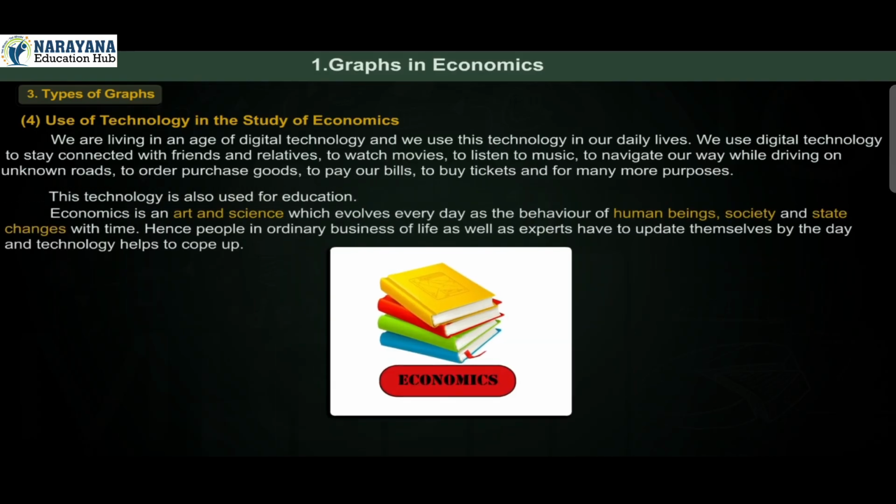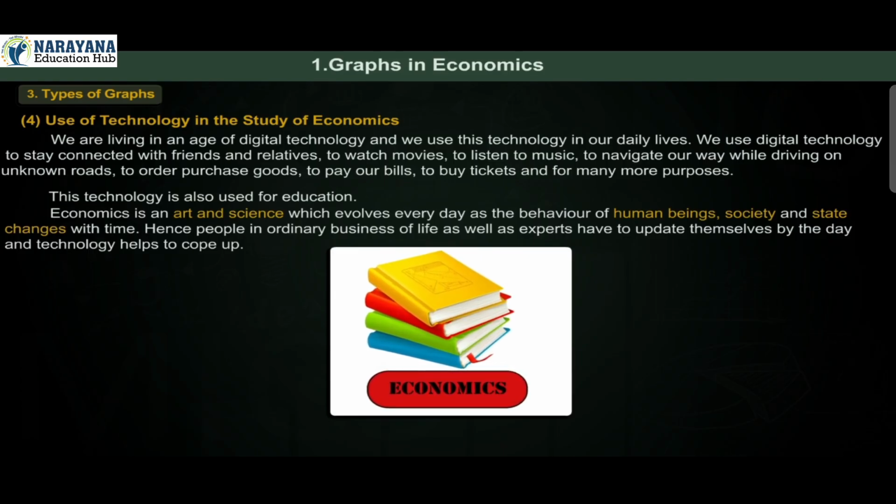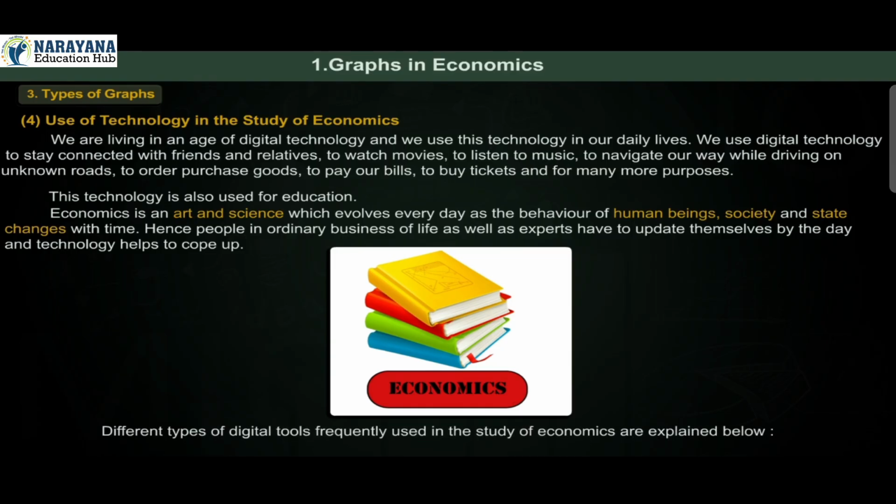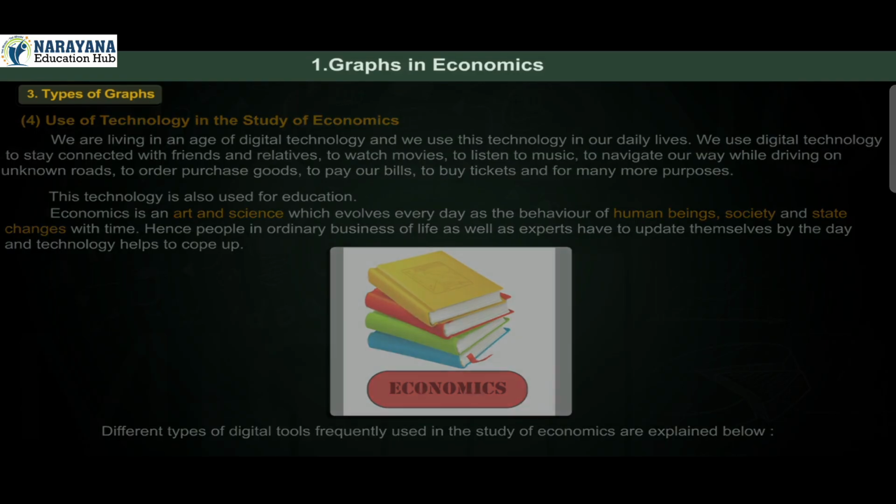Economics is an art and science which evolves every day, as the behavior of human beings, society and state changes with time. Hence, people in the ordinary business of life as well as experts have to update themselves by the day, and technology helps to cope up. Different types of digital tools frequently used in the study of economics are explained below.